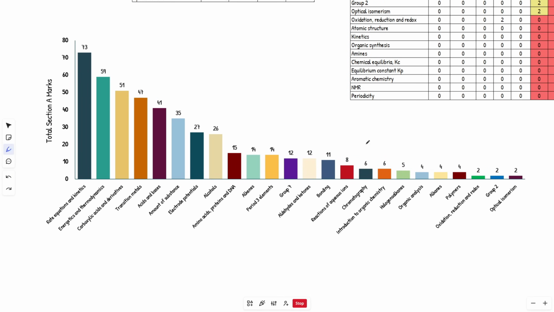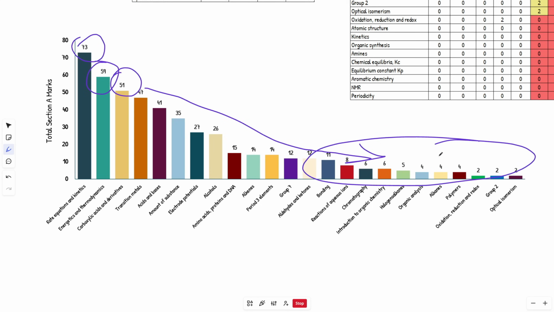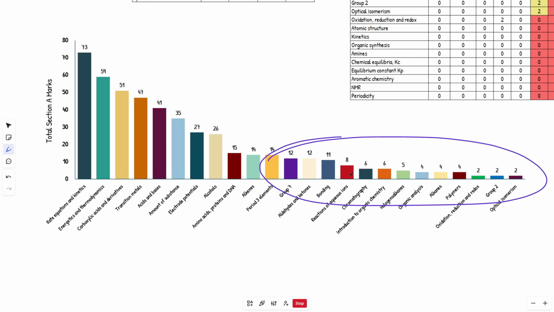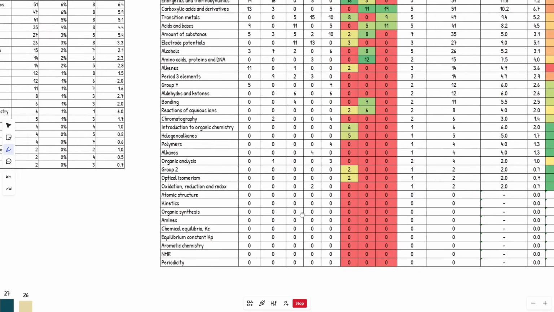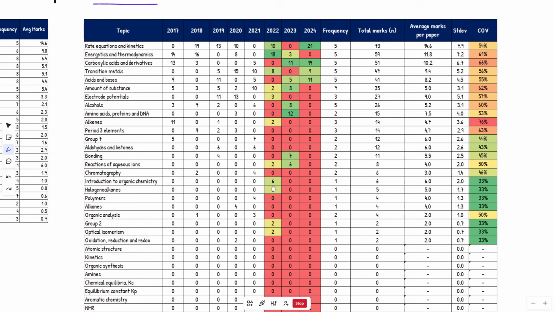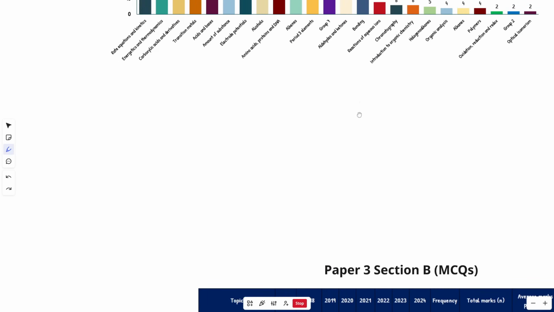Okay, and here's a nice cheeky little graph to show you what the topic spread is like. So obviously, do rate equations and kinetics, do energetics and thermodynamics, do your carboxylic acid derivatives, practicals, esterification, everything that goes along with that, and then just work your way down. And you can see you're going to get a lot of limited return on your revision investment if you go down here, okay? But that's not to say that nothing here can come up in paper 3. It's just that, historically, they haven't shown preference to it. All right, so that's really important.